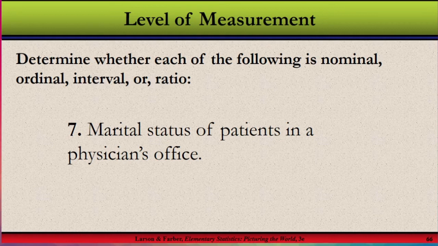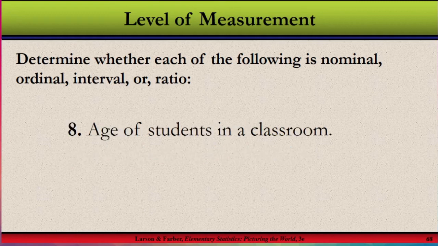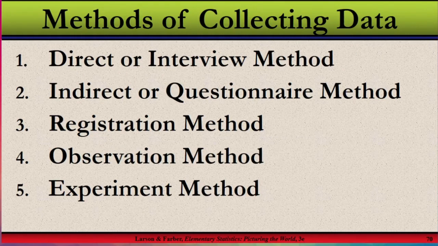Okay, it is count as nominal. Kasi si marital status is count as qualitative data. Next, age of students in a classroom. Okay, it is count as ratio. Kasi meron tayong pinagkukumparang age sa classroom. Sa mga estudyante. Okay. So, abot ba?